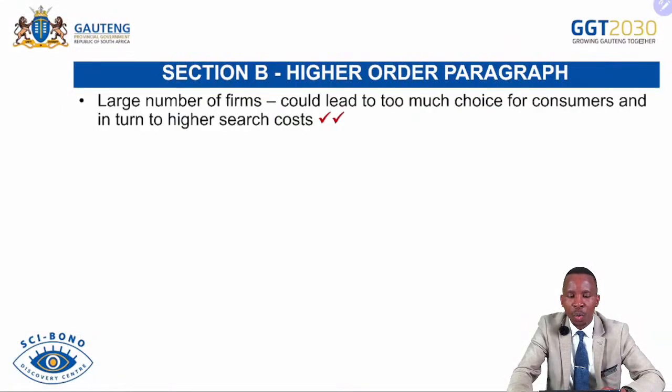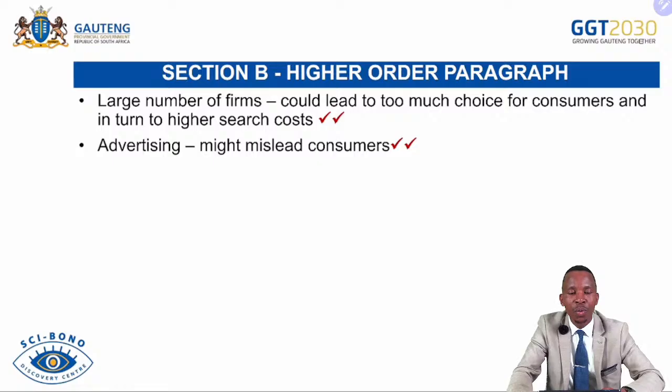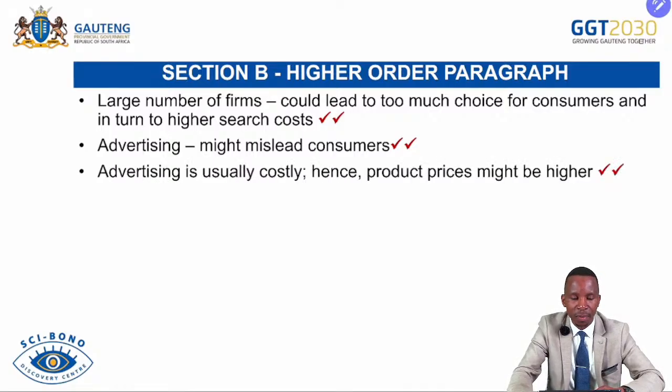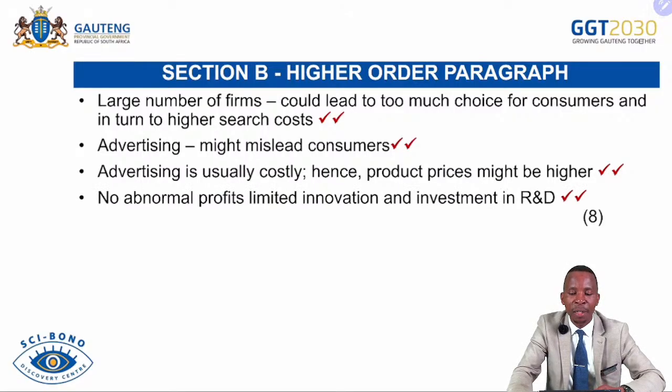A large number of firms could lead to too much choice for consumers and in turn to high search cost. Advertising might mislead consumers, because some advertising campaigns are deceptive. Advertising is usually costly, hence product price might be higher as the firm keeps on advertising the product. That is adding to the cost of the product, so the cost might be higher because of intensive advertising by firms.